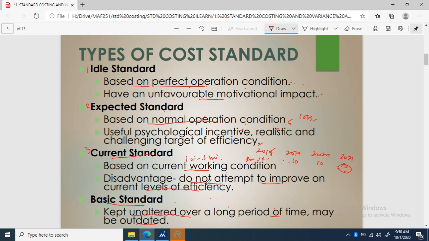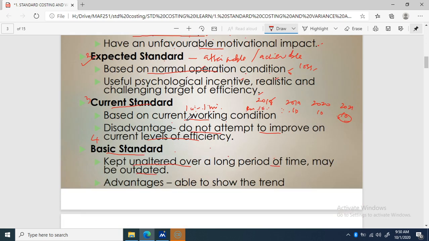So these are the four standards. From the four standards here, the most appropriate and suitable standard to be used is the expected standard. Sometimes we call it attainable standard, or achievable standard. It means the same thing.